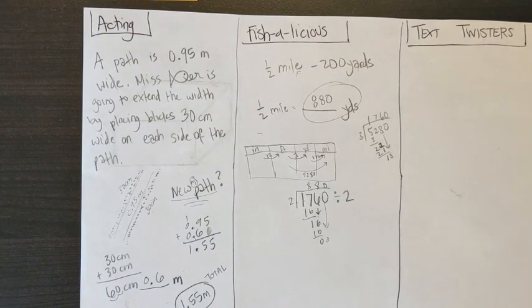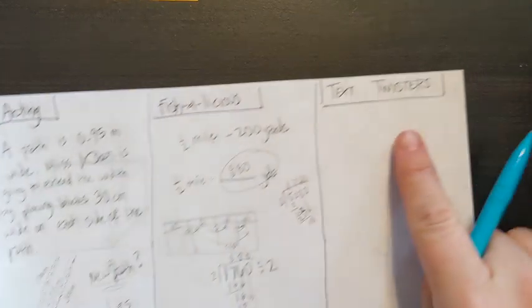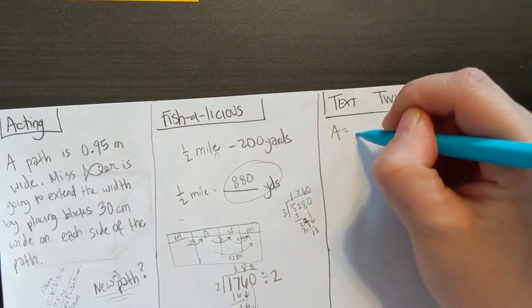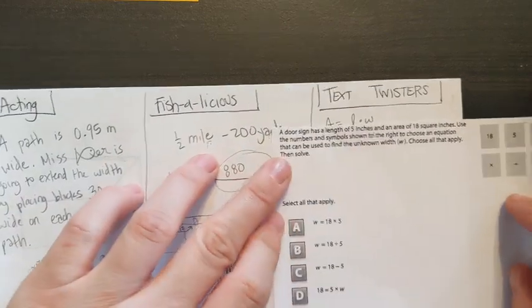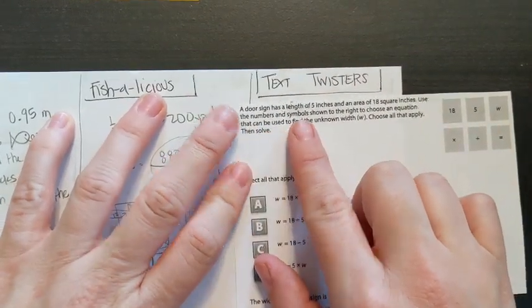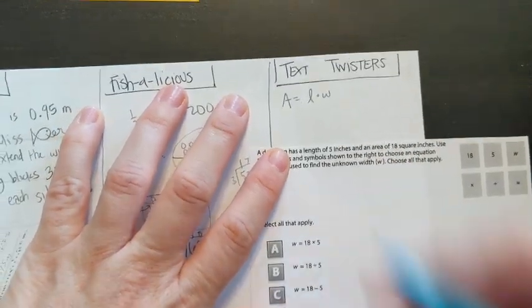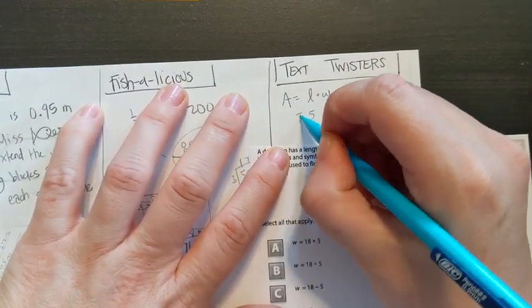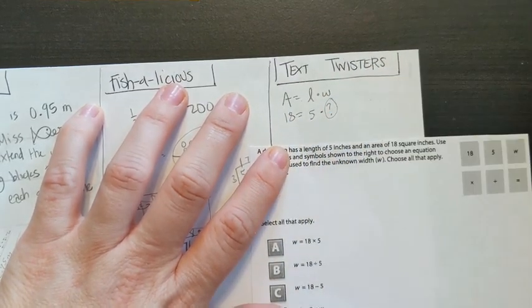Let me see if I can just show you this. It'll be a little bit easier. This one is talking about area. And in order to know how to solve this problem, they're wanting you to know what the formula for area is. So let's just make sure we write area is length times width. Let's just remember that, okay? This says a door sign has the length of 5 inches and an area of 18 inches. Ooh. So it gave us the length and it gave us the area, but it did not give us the width.